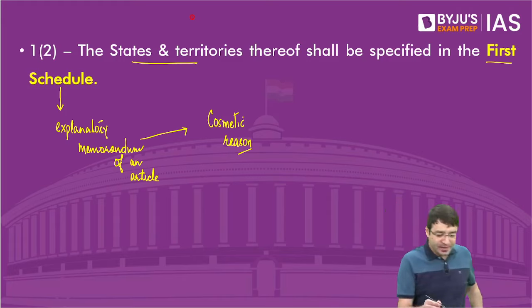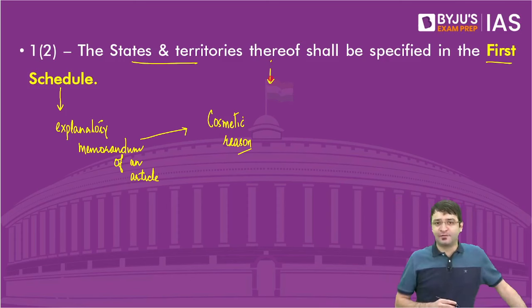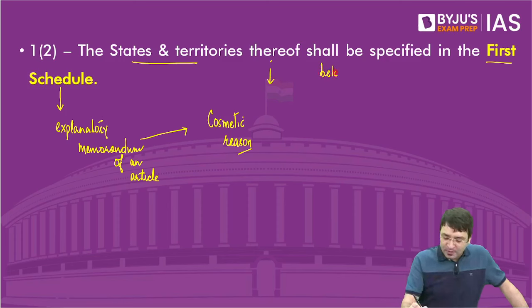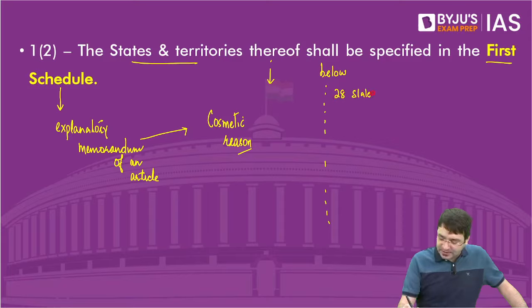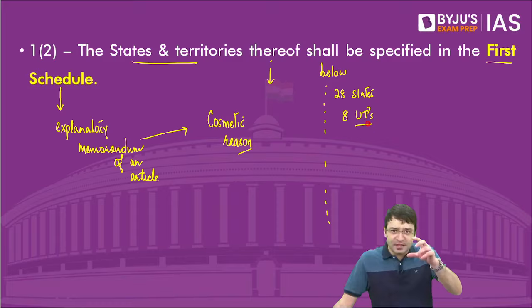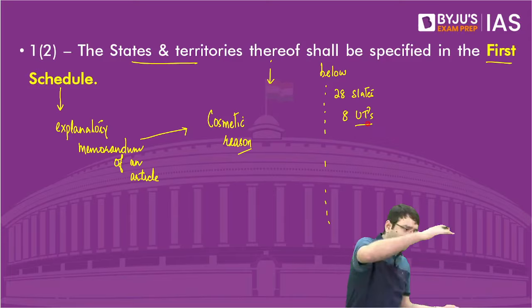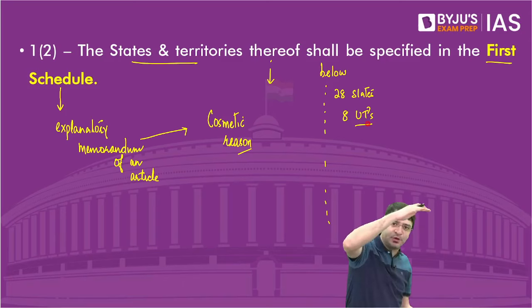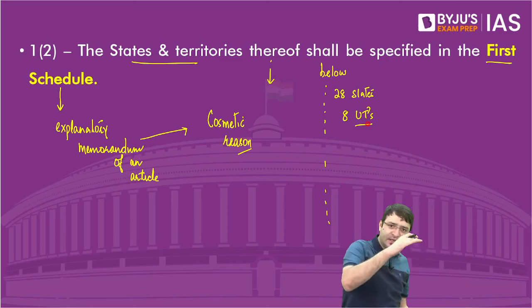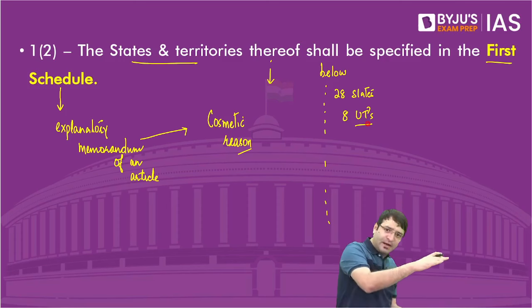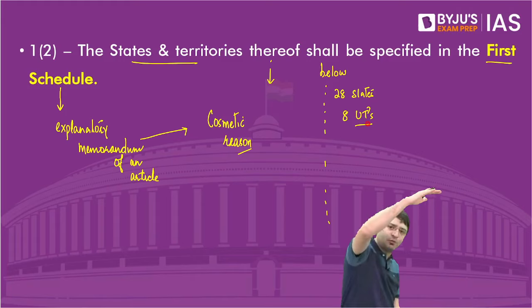The point is, if the names of the states and territories thereof are mentioned below, that means this article would be very bulky, because this article would have the names of 28 states and 8 union territories. If this explanation to Article 1 had not been mentioned in the schedule of the Constitution, then Article 1, Clause 2 would have looked very bulky. India, that is Bharat, shall be a union of states. The names of the states and territories thereof are mentioned below. Below we will have 28 states and 8 union territories. This article would look very bulky.